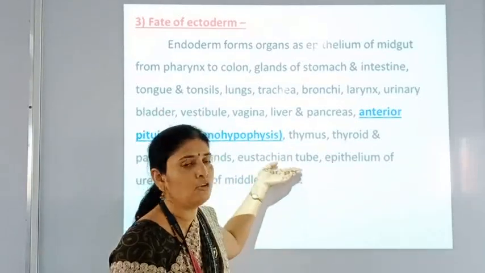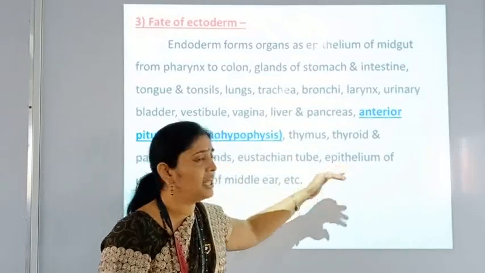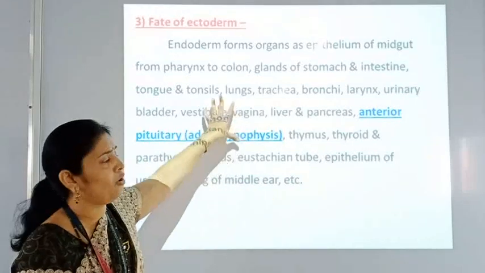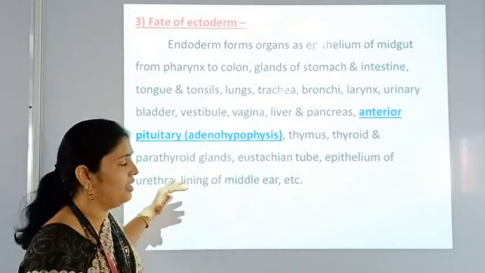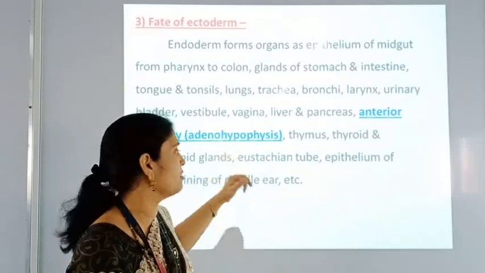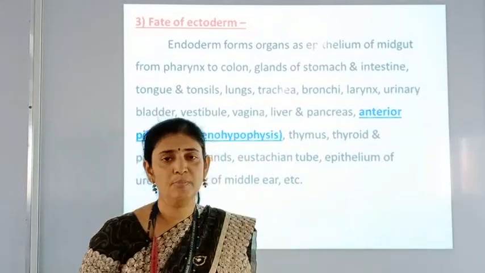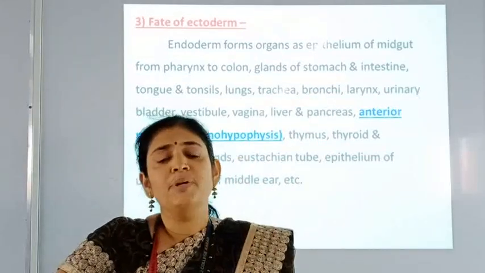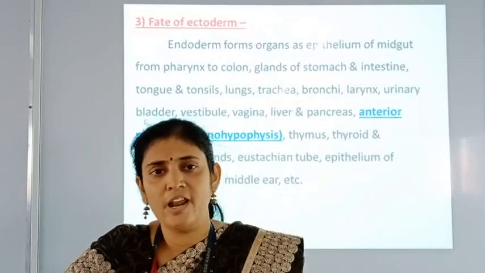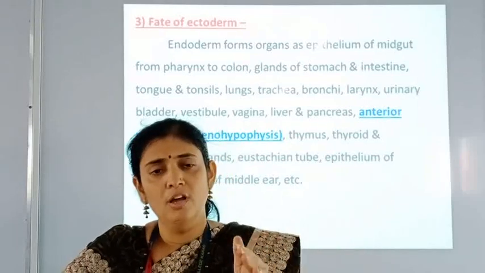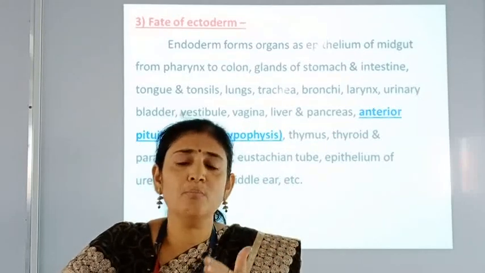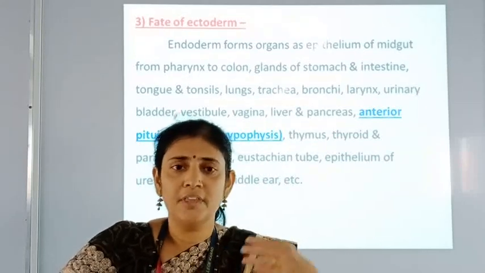That tube is derived from this mesoderm, and the epithelium of the urethra and the lining of the middle ear are formed by this endoderm. So here the epithelium of the urethra, that is the urinary system, is formed from endoderm, and the lining of the middle ear means the parts of the middle ear are derived from the mesoderm, but the lining of that middle ear is derived from this endoderm. So from these three different germinal layers, the different body organs are produced, that we have seen.